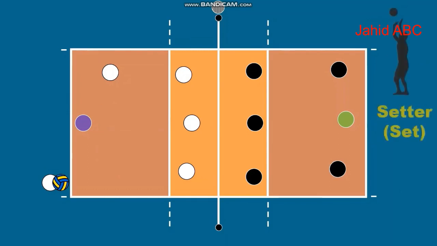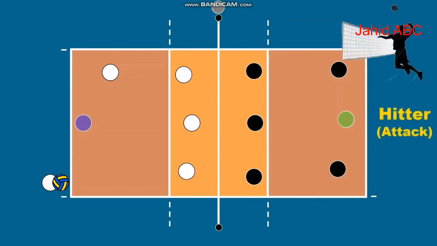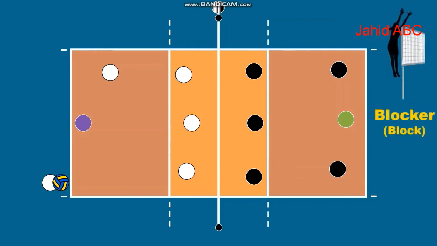Then there's a setter who sets the ball. So typically you would have 1 or sometimes maybe 2 setters. And then you have the hitter. So typically there are 3 hitters in the team. And then there's a blocker. So there's mostly 1 blocker on the team. So the job of the blocker would be to stand close to the net and block the shots.